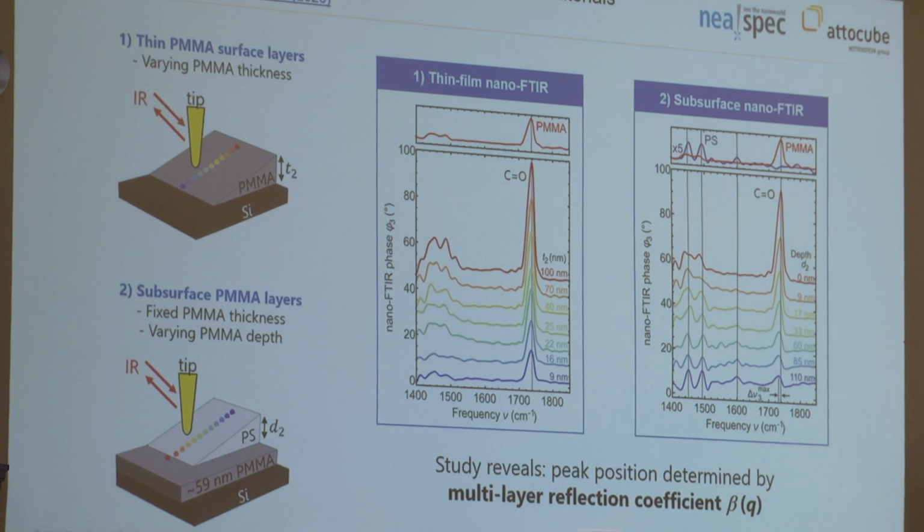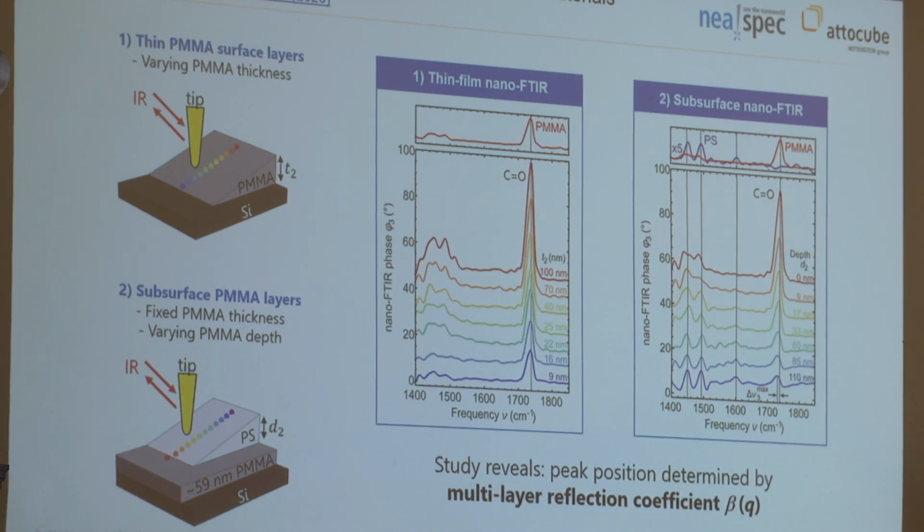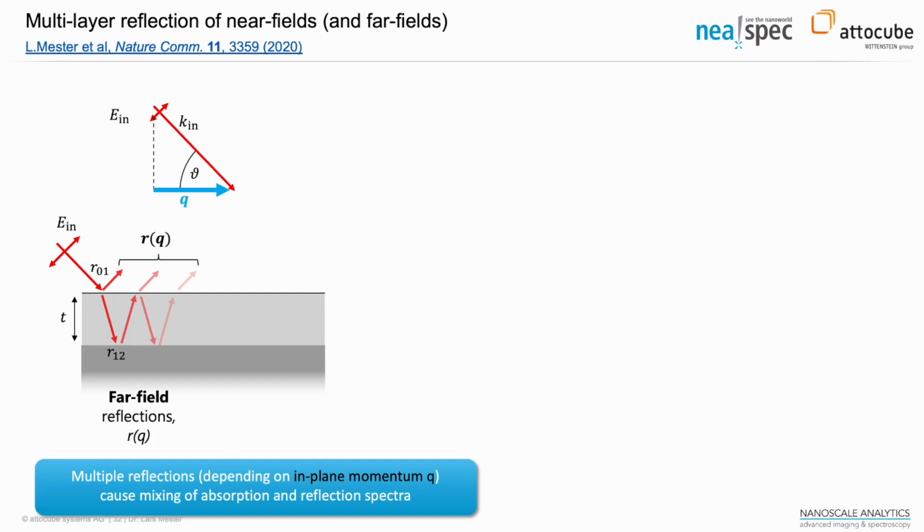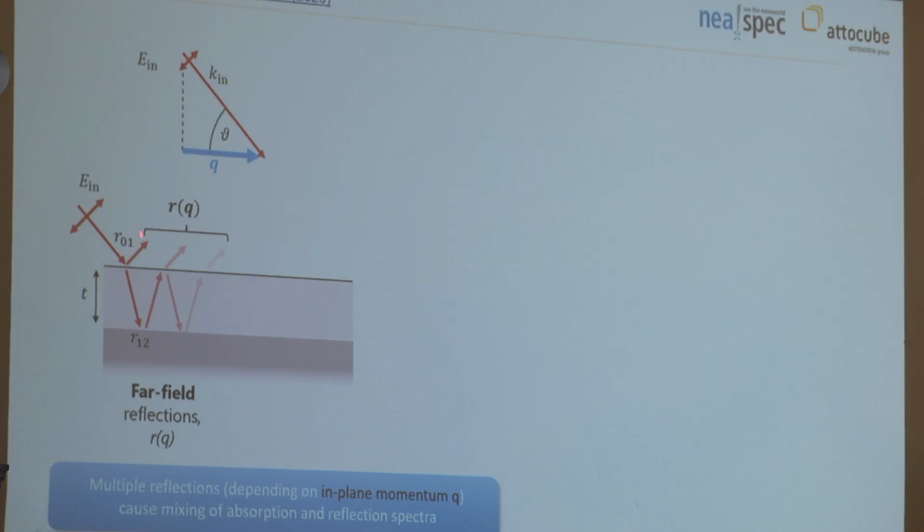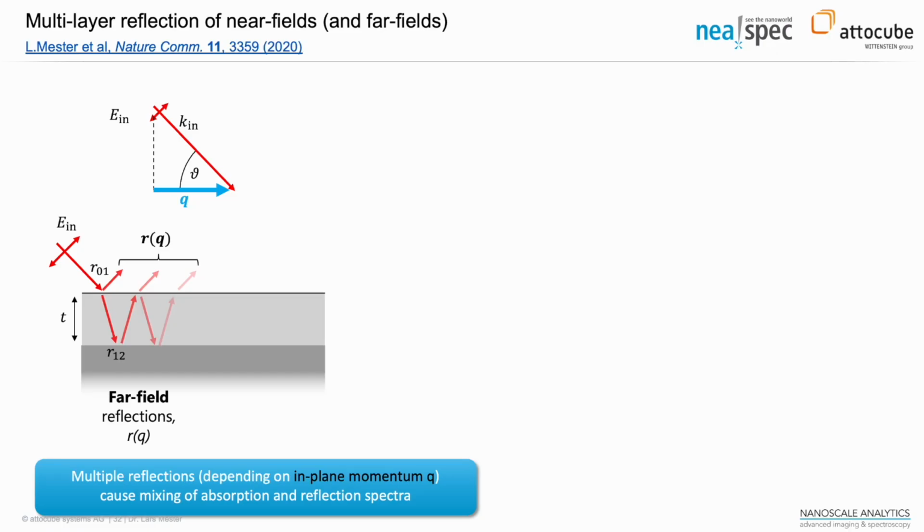This is all described by the multilayer reflection coefficient, which is this beta as a function of momentum. And I have one slide for people who know already what this is, or also more general. So these multilayer reflections happen also in the far field spectroscopy, where essentially some part of the light is absorbed in the layer, some part of it is reflected, and in general it's mixed. And that's why peak position can change, because you're mixing absorption and reflection.